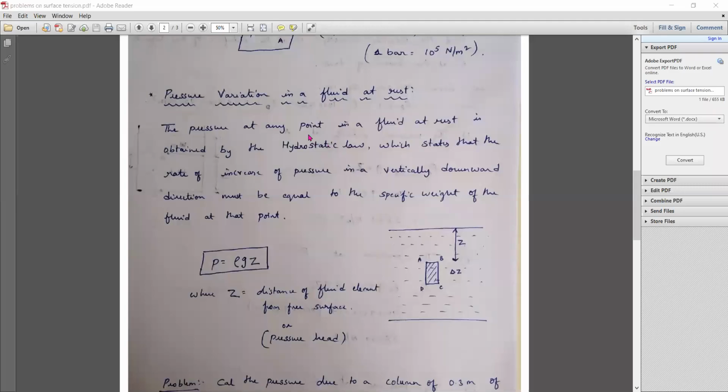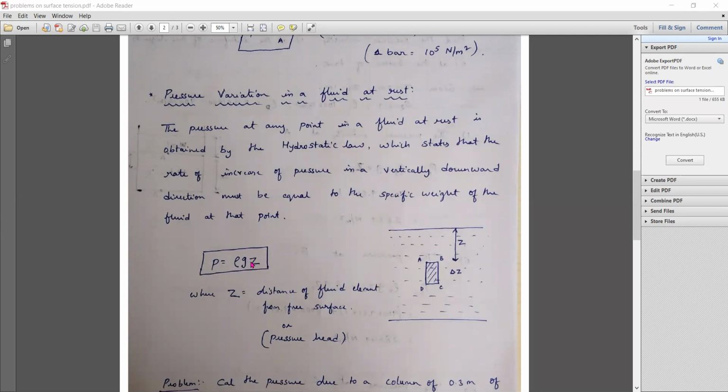So the hydrostatic law states that the rate of increase of pressure in the vertically downward direction must be equal to the specific weight of the fluid at that point. If you see the topmost layer, below this point the pressure will be low, and below that if you go, the pressure will keep increasing in the vertically downward direction. That states how it is increasing because of the specific weight of the fluid.